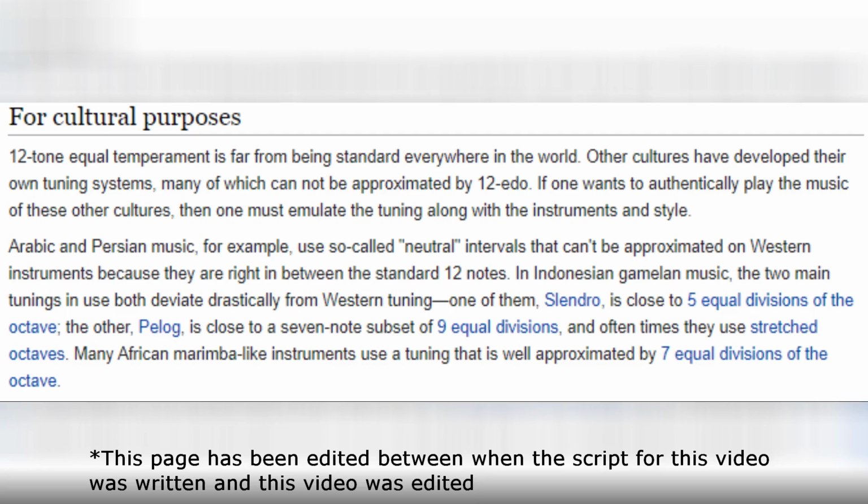Maqam, an Arabic musical style, uses the so-called neutral intervals that can't be approximated on Western instruments, because they are right in between the standard Western notes. Gamelan, an Indonesian ensemble and musical style, uses two separate tunings that both deviate drastically from Western tuning. One is close to 5 equal divisions of the octave, and the other is close to 9 equal divisions of the octave. Many African percussive marimba-like instruments use a tuning that is well approximated by 7 equal divisions of the octave.